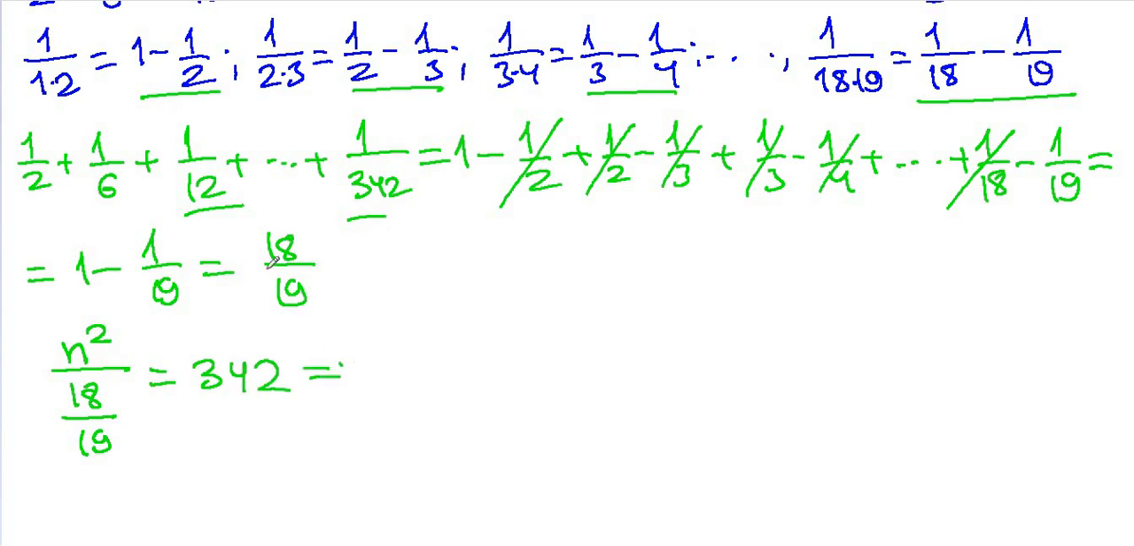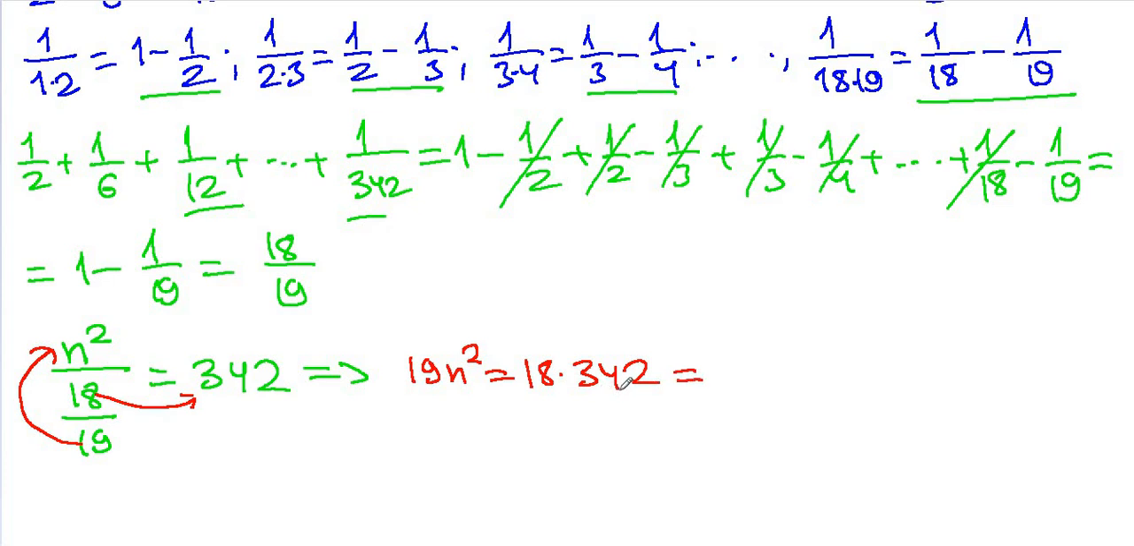Now this is equivalent to, here we see that the 18 over 19 is going to the numerator, so we have to multiply 18 by 342. So this equation is equivalent to 19n squared is equal to 18 times 342.